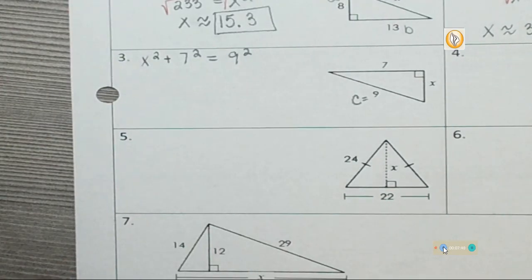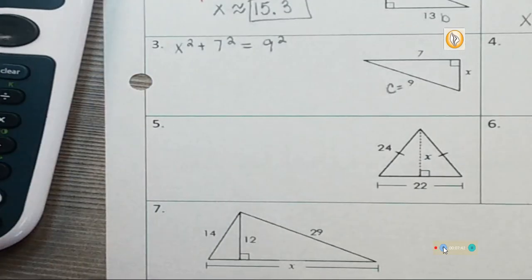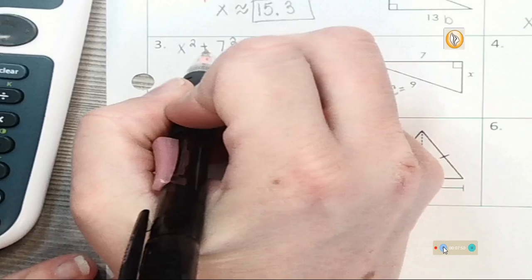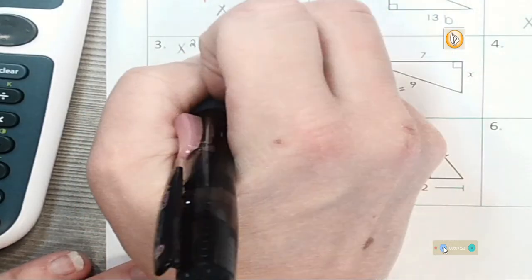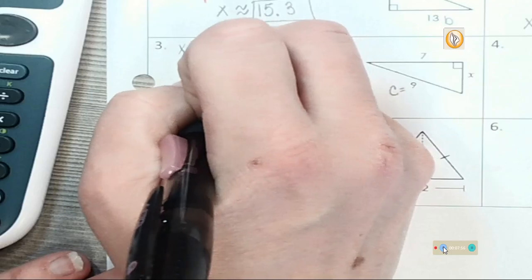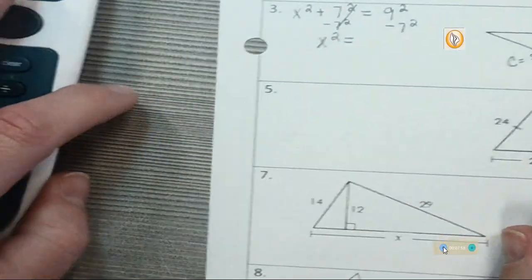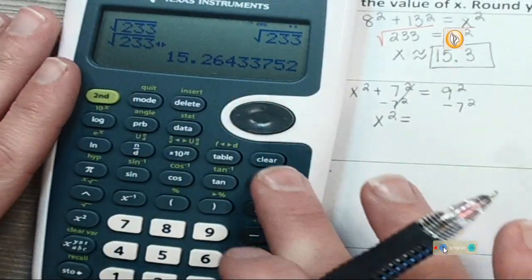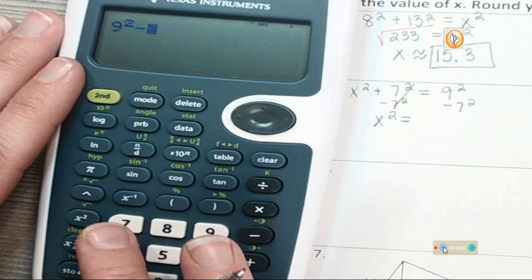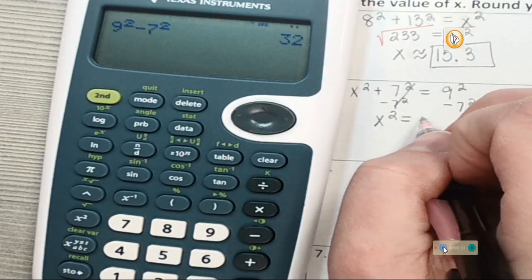Now, you could absolutely go ahead and write that 7 squared is 49 and 9 squared is 81, but you're just going to subtract it anyway, so I like to work smarter, not harder. I'm going to get rid of add 7 squared by subtracting 7 squared. And so I get x squared equals, now let me type that in to make sure I get the right numbers, because it's not 9 minus 7. It's 9 squared, which is 81, minus 7 squared, which is 49. That gives me 32.